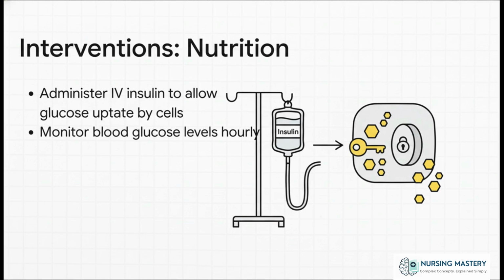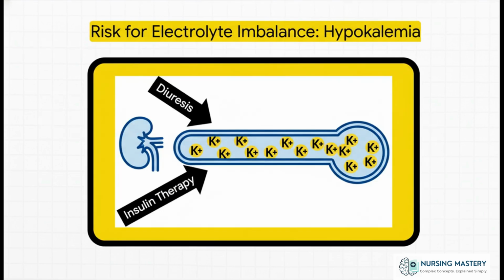Now, here's a super important point. Once their blood sugar gets down to about 200, you're actually going to add dextrose, sugar, to their IV fluids. I know it sounds crazy, right? But what this does is it lets you keep giving them insulin to fix the acidosis without accidentally making them hypoglycemic.